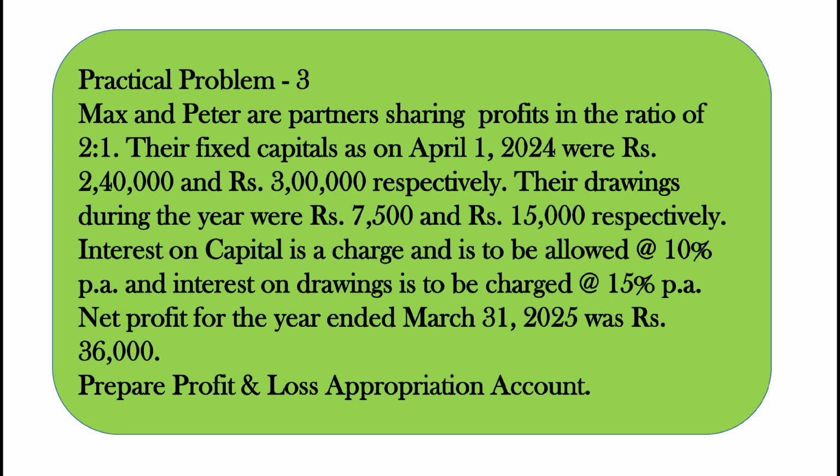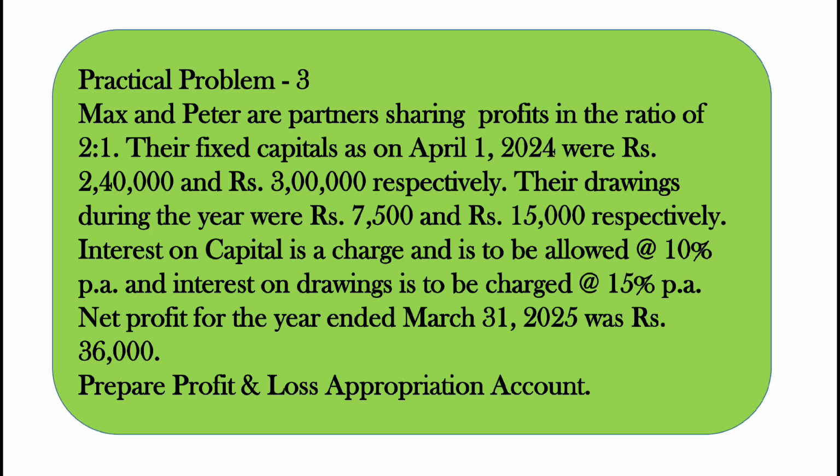Capitals are 2,40,000 and 3 lakh rupees, and they have drawings also, 7,500 and 15,000. But we don't have the date of drawings. So if we don't have the date of drawings, or the date on which partners have withdrawn money, we calculate interest on drawings for an average period of 6 months. You have to remember this thing. Then interest on drawings is to be charged at 15% per annum. The rate is already given here. And the net profit of the firm is 36,000.